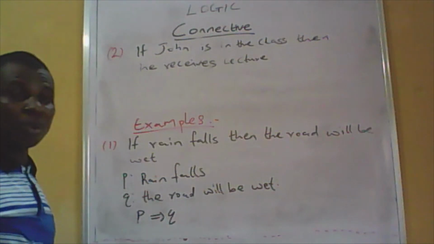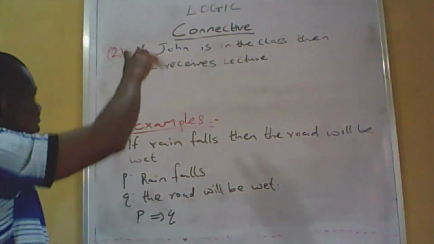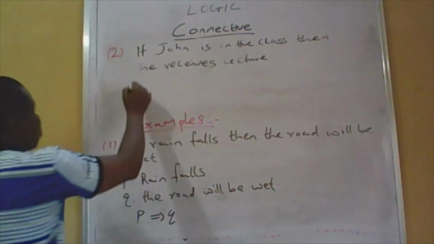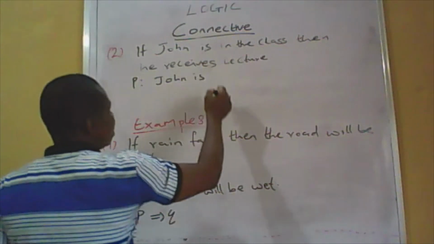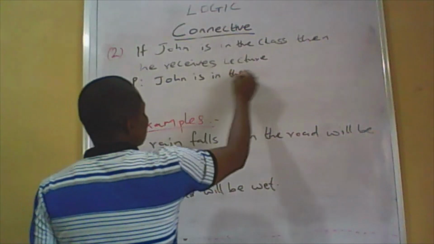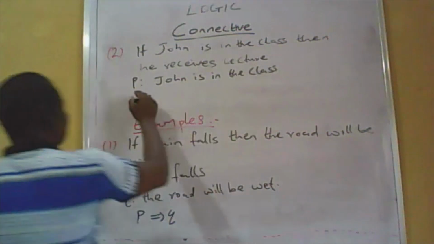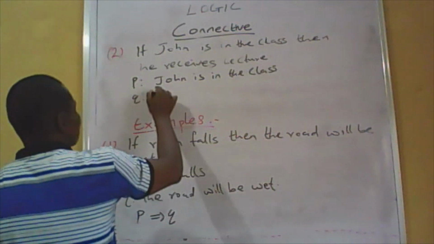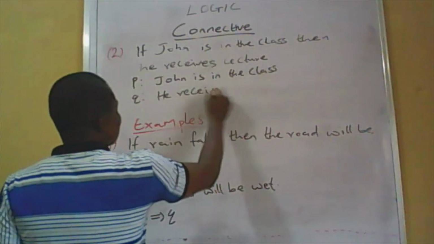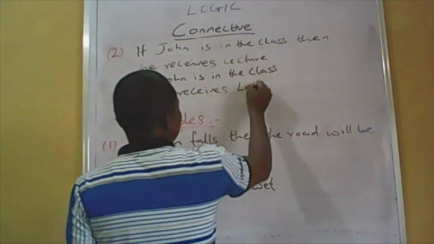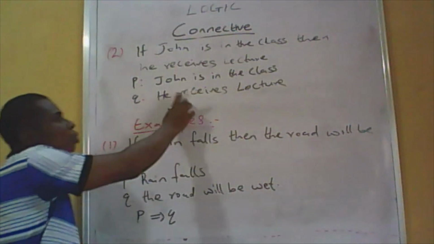Let's use our normal symbols to represent this statement. In this statement, P: John is in the class. Then let Q represent "he receives lecture". Now let us judge this one to be true.